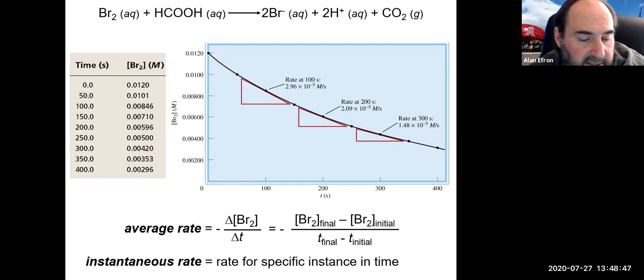And there's two rates that we sometimes talk about. For example, a lot of times we talk about the average rate, which is the rate for the entire reaction as a whole. And in this case for Br2 that would be minus, because it is a reactant, minus the change in Br2 over the change in time. And again, that would be the final concentration of Br2 minus the initial concentration divided by the final time minus the initial time. Now, there's also the instantaneous rate, which is the rate for a specific period of time. So you could think about it like when you drive, right?